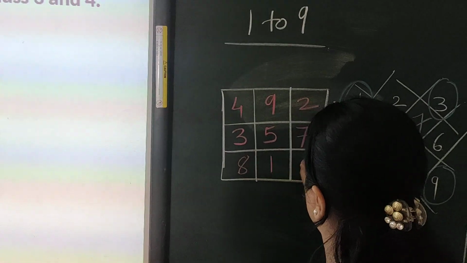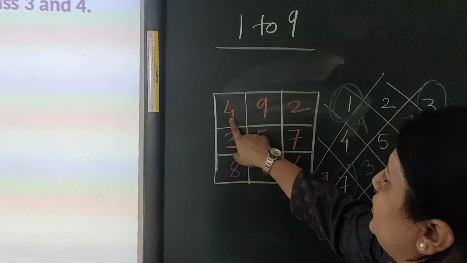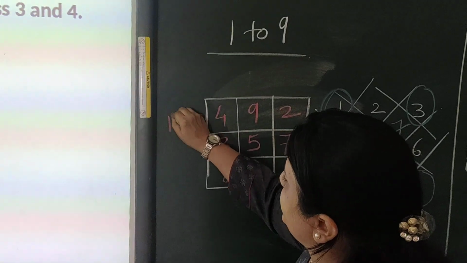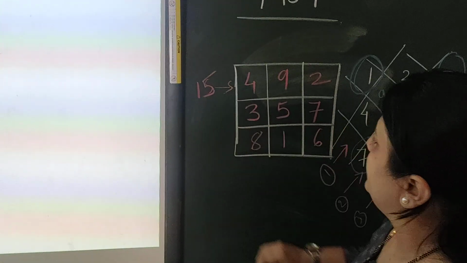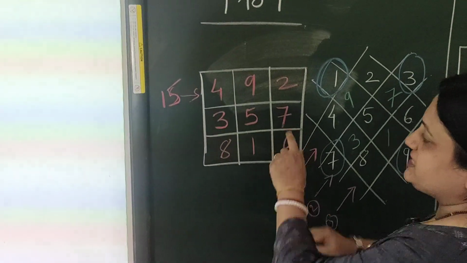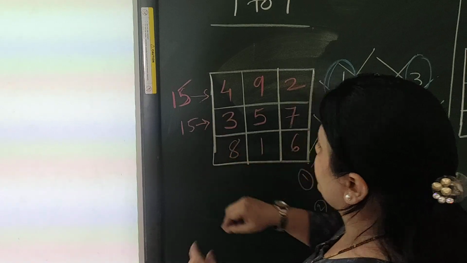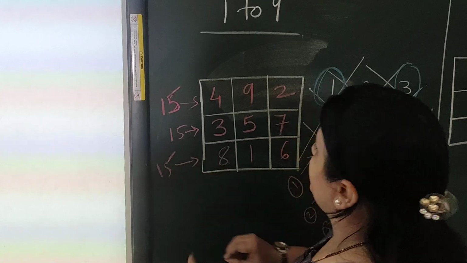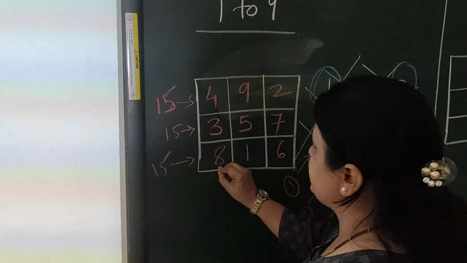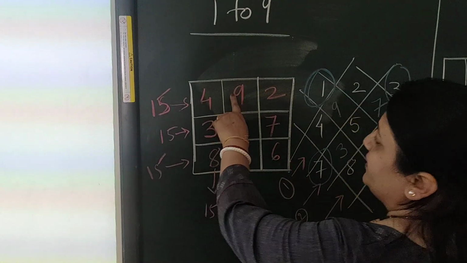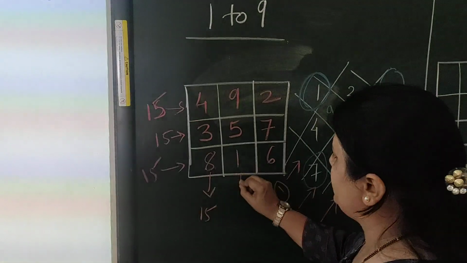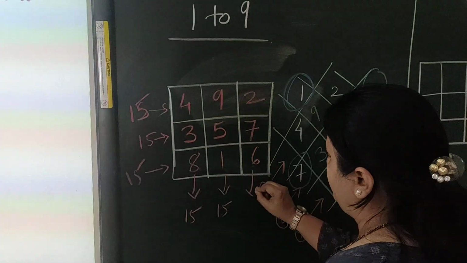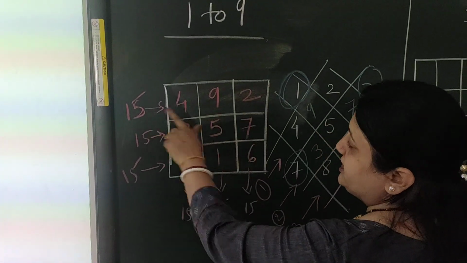So 8, 1, 6. Now if you add 4 plus 9, 13. 13 plus 2, 15. Okay. 3 plus 5, 8. 8 plus 7, 15. 8 plus 1, 9. 9 plus 6, 15. 4 plus 3, 7. 7 plus 8, 15. 9 plus 5, 14. 14 plus 1, 15. 2 plus 7, 9. 9 plus 6, 15. So this is horizontal addition.